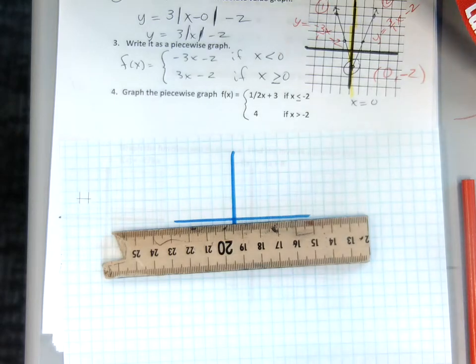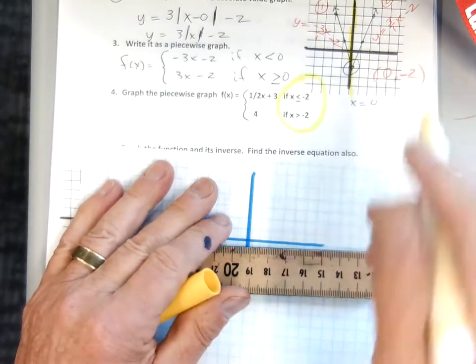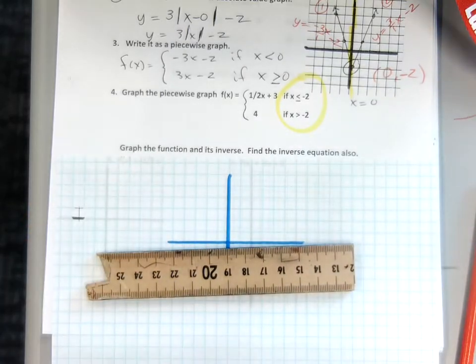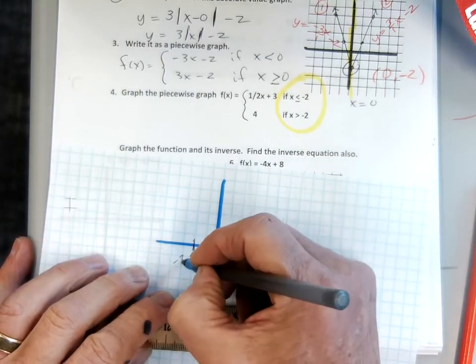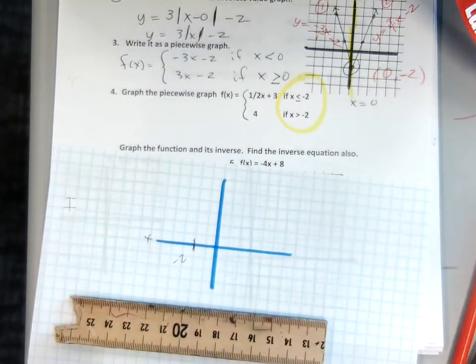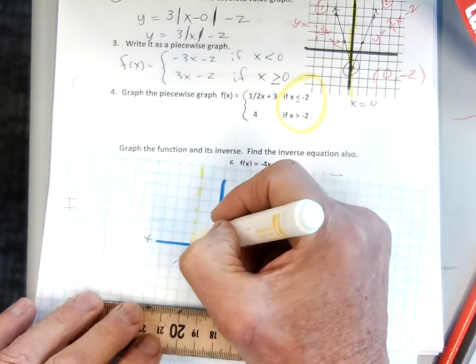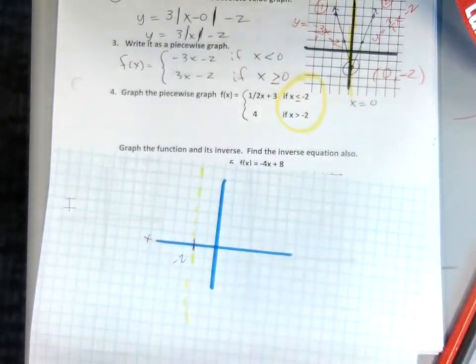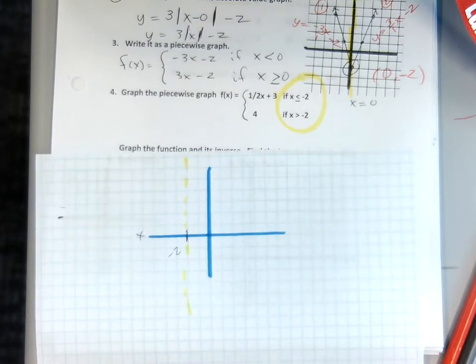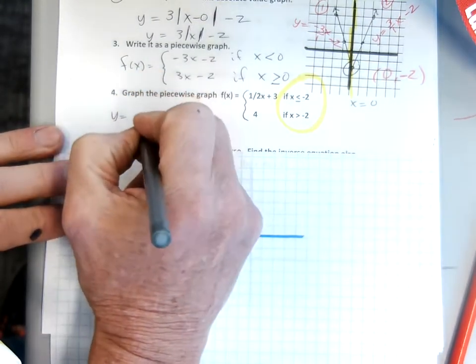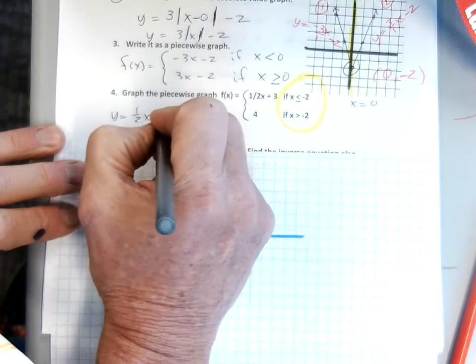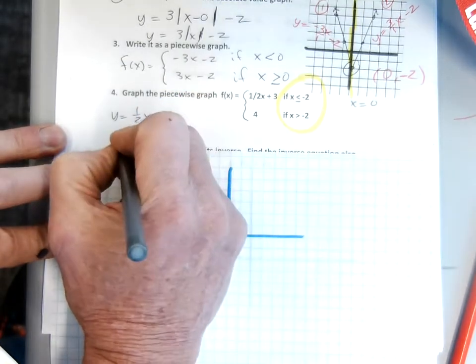I'm going to put in my borderlines first. So my borderline in this one's at -2. So I'm going to go to -2 on my x-axis. I'm going to go right. So I've got 2 equations. One is y equals 1/2 x plus 3 and the other is y equals 4.